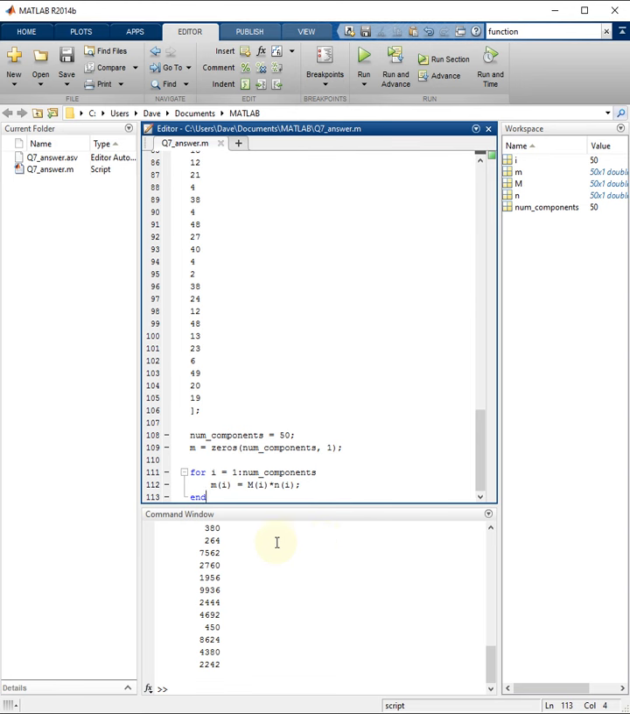So in the next video I'm going to finish off this script and show how we can work out the mass fractions and the mole fractions for this 50 component stream.